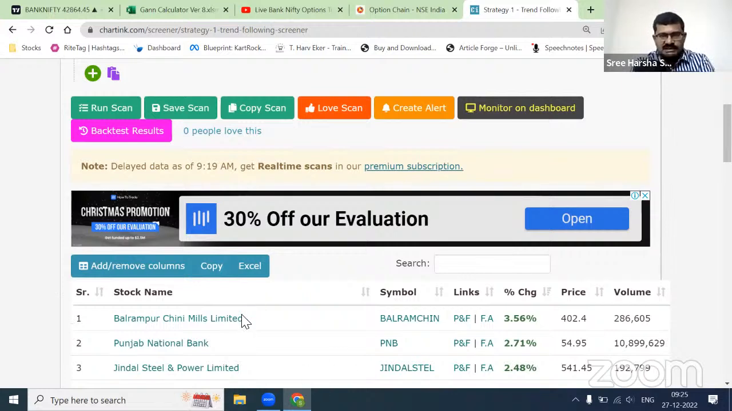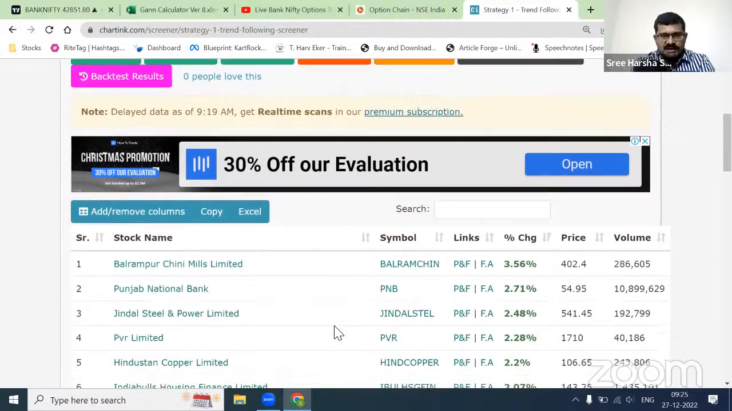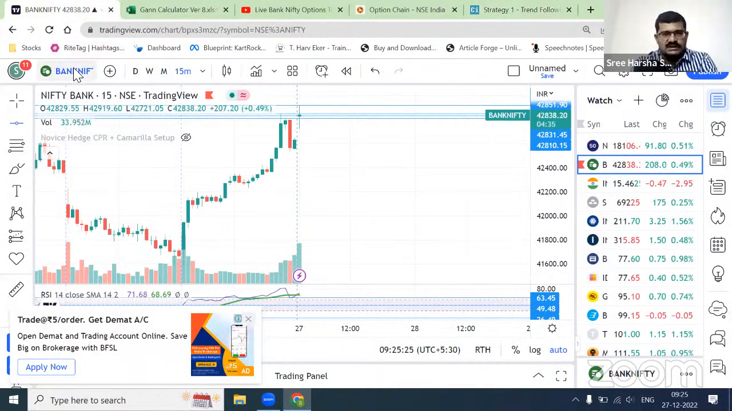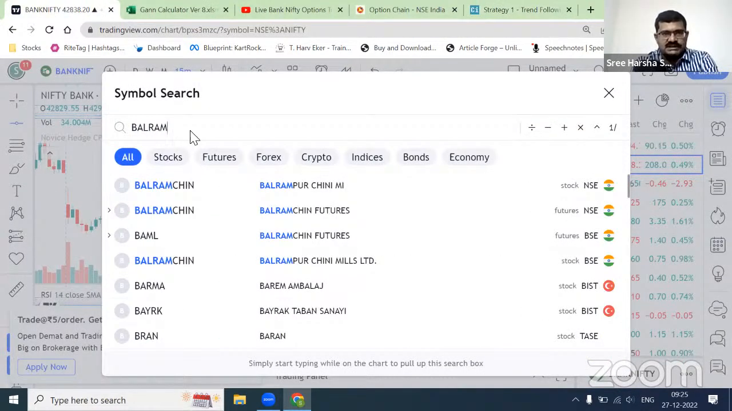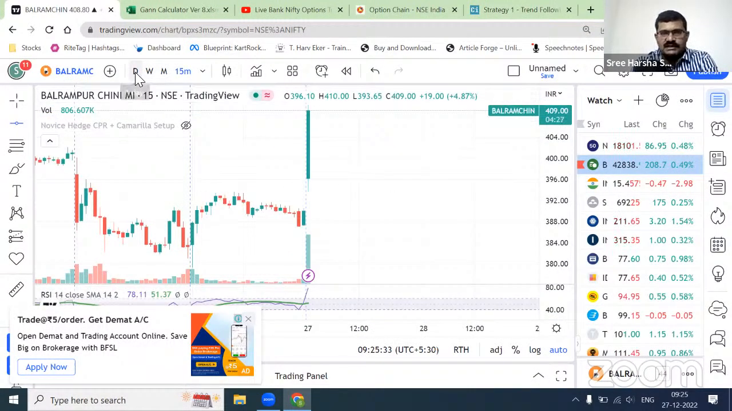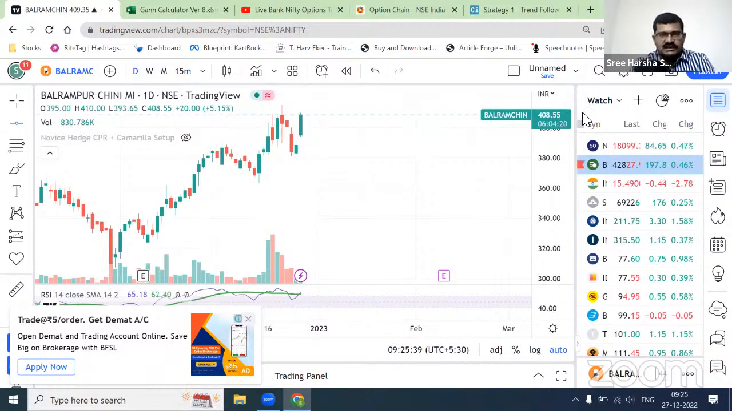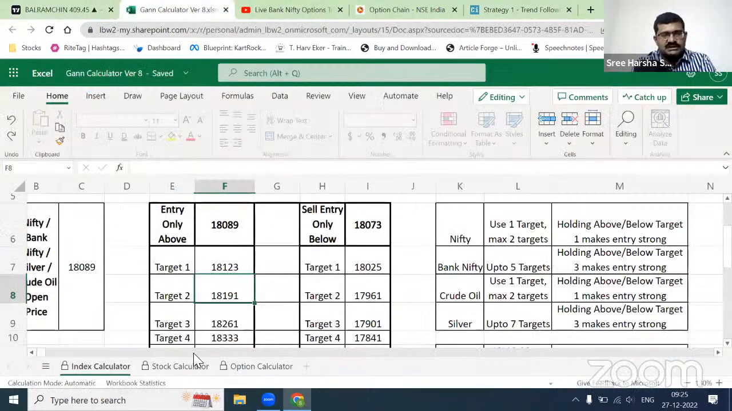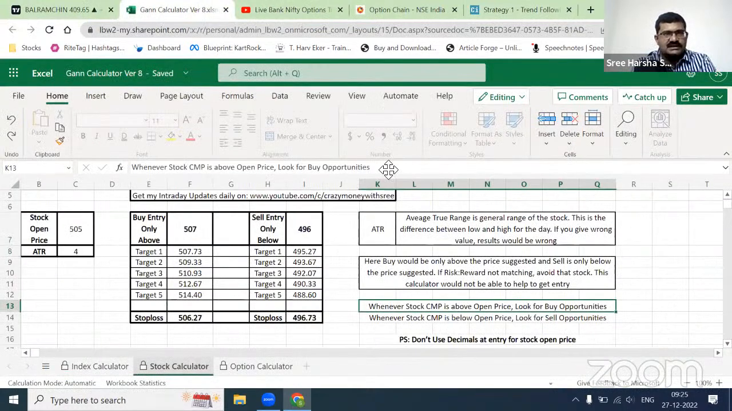So the first stock which I can see here, which has some good movement, is Balrampur Chini. So let's look at Balrampur Chini. What is the open price? Okay, this has moved up quite a lot. So it's better that we see where, okay, we are at a very important resistance zone at a higher level. So let's look at this. 395 is the price. Okay, I have to use the stock calculator for this instead of the index calculator.